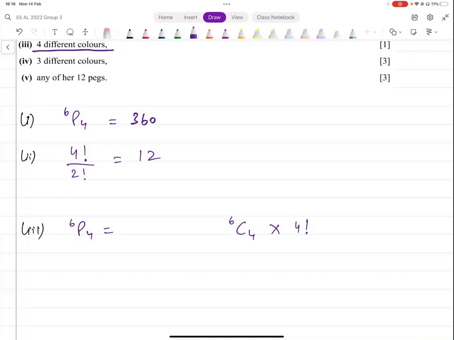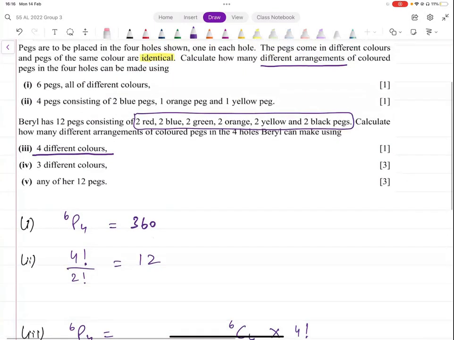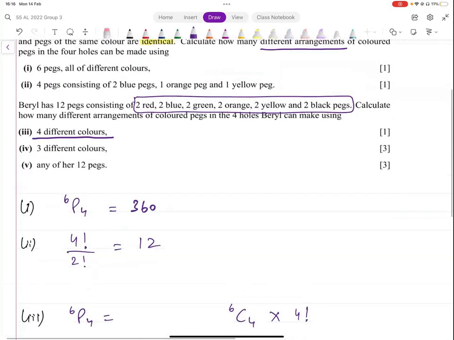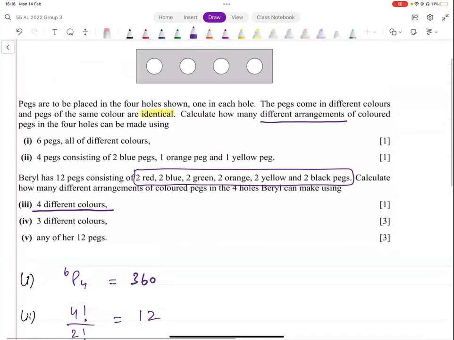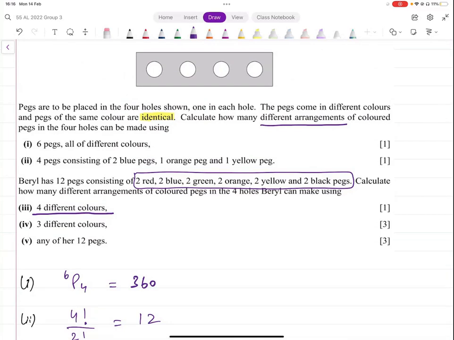What do we get? Sir, unhone question mein different colors ka hai. Because mere paas two blue hai, two wagaira sab two hai. To repetition ka kya karenge? Repetition nahi aayegi na. Charon ke charon different colors hone chahiye. You've got four places and four different colors. Repetition to nahi ho rahi hogi yahan pe.